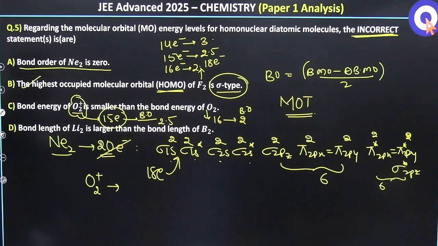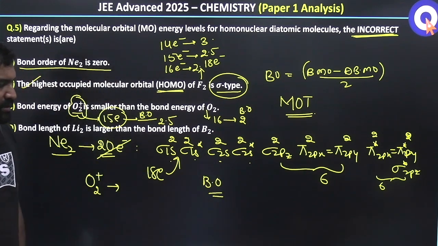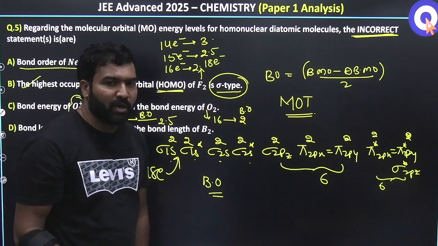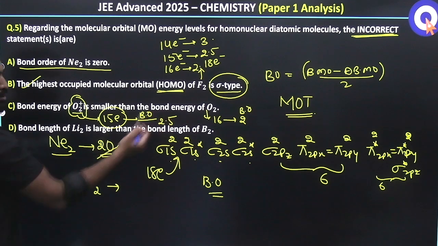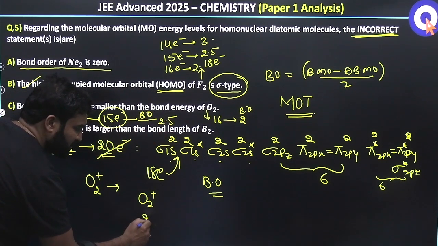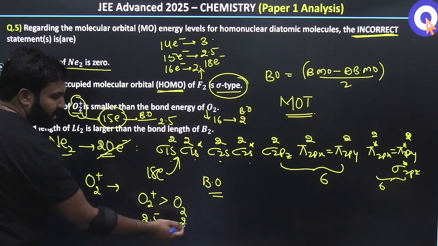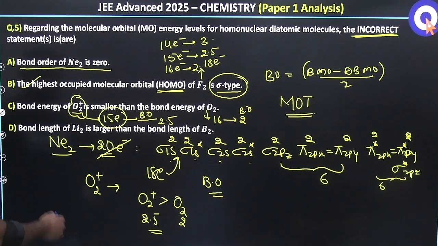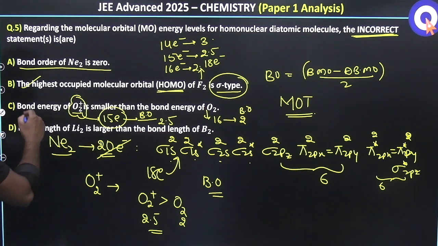But what is being asked? Bond energy. As we know, what is meant by bond order? We can say the number of bonds between the atoms. So when bonds increase, automatically bond strength will increase. But what is given is that the bond energy of O2 plus is smaller than that of O2. It is wrong because O2 plus has bond order 2.5 and O2 has bond order 2, so obviously O2 plus should have greater bond energy comparatively. So the statement that the bond energy of O2 plus is smaller than the bond energy of O2 is also a wrong statement, but as the question asks for the incorrect one, this will be the correct answer.